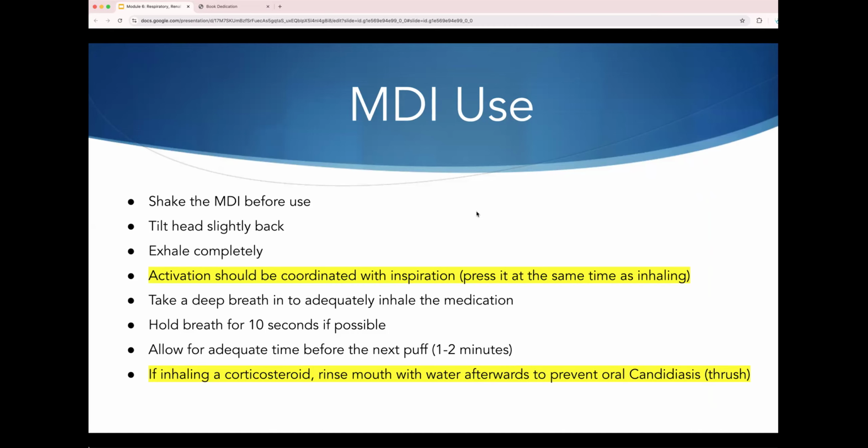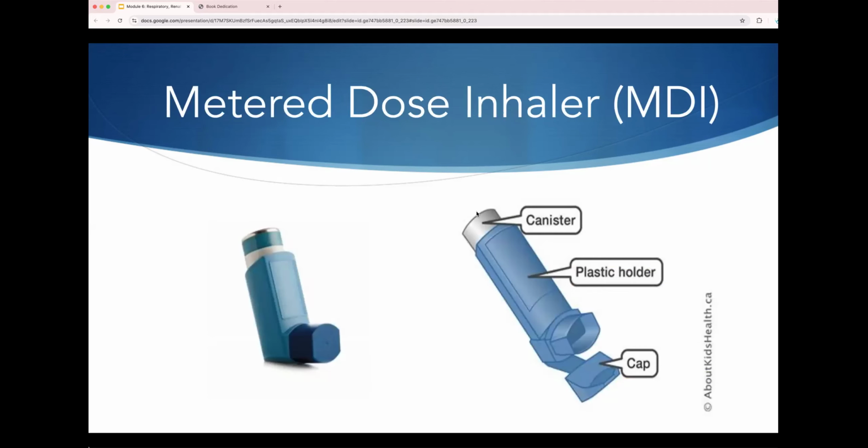You shake the metered dose inhaler, you tilt the head slightly back, you breathe out completely. Activation should be coordinated with inspiration. So you want to press down on the canister at the same time that you're taking a breath in. So as you're taking a breath in, you press. You take a deep breath in to adequately inhale the medication. You hold your breath for 10 seconds if possible, and allow adequate time, 1 to 2 minutes, before the next puff.